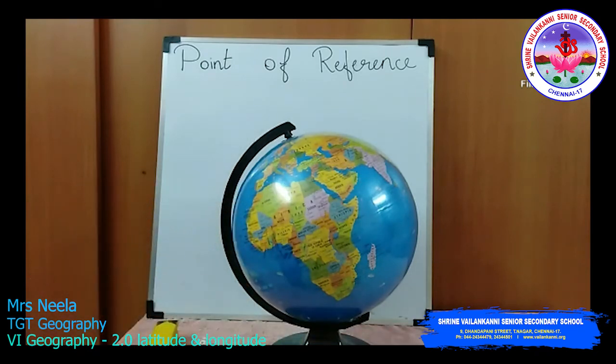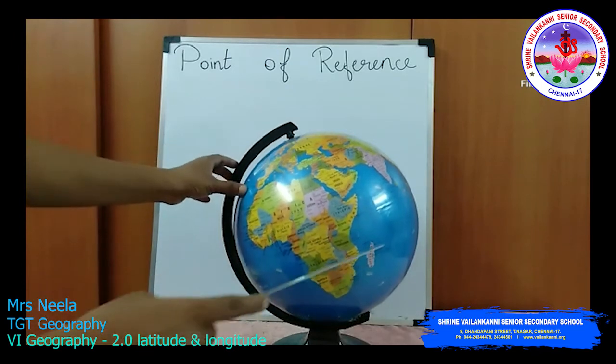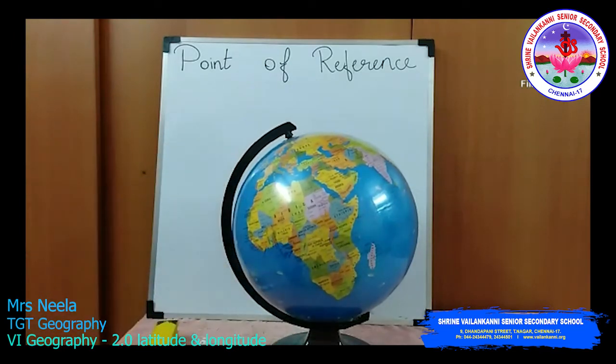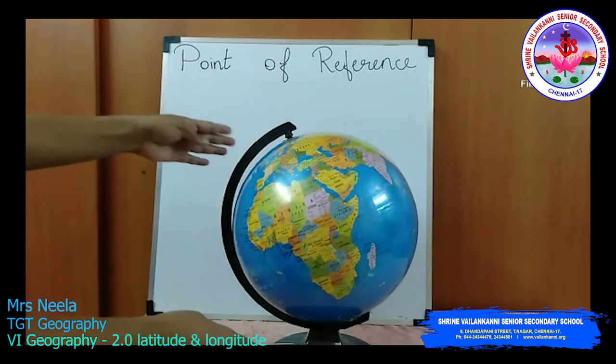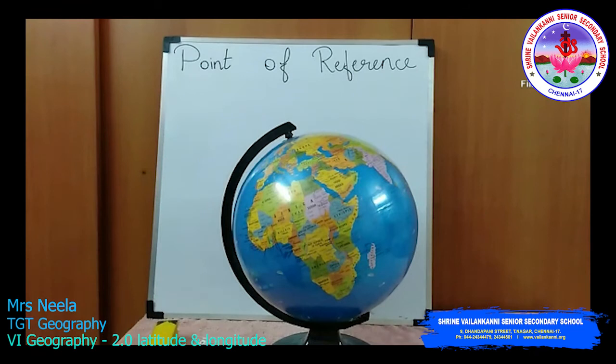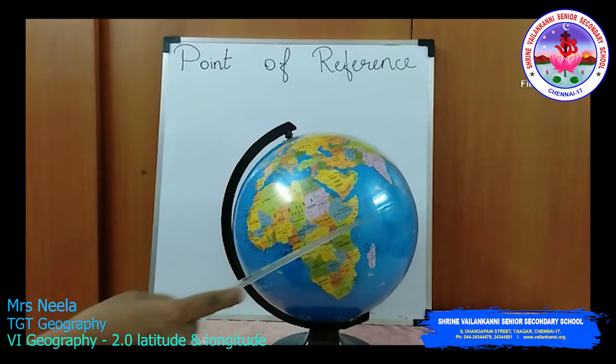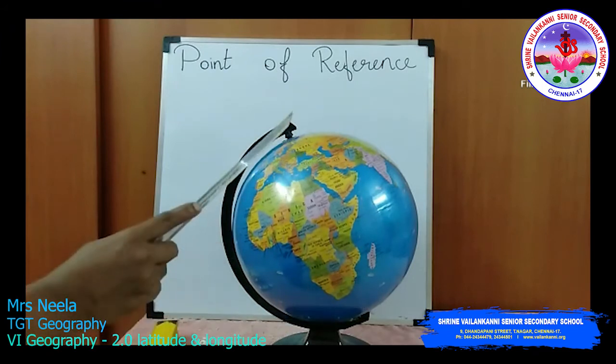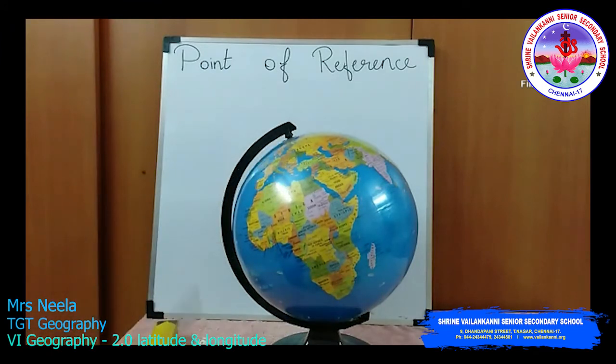And one more imaginary line passes around the surface of the globe, that is the equator. The equator is at 0 degrees, and the earth is tilted at an angle of 23.5 degrees. The equator divides the earth into two equal halves, the northern hemisphere and the southern hemisphere.